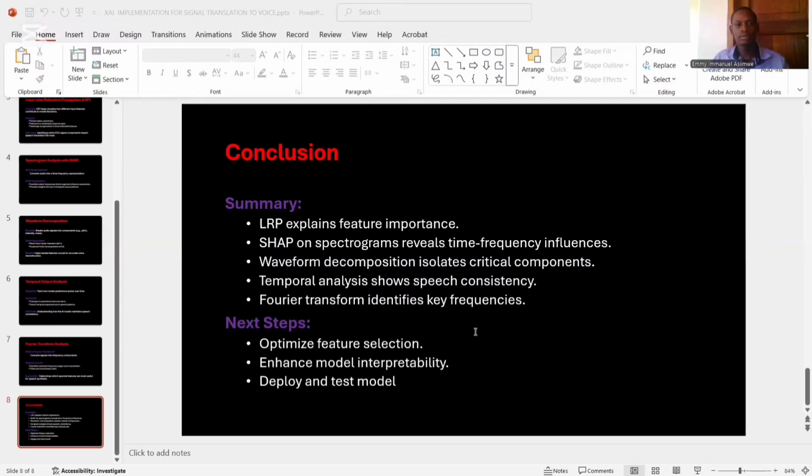Lastly, layer-wise relevance propagation explains feature importance. SHAP reviews time-frequency influences, waveform decomposition isolates critical components, temporal analysis shows speech consistency, and Fourier transform identifies key frequency. The next steps we are looking forward to are to optimize feature selection, enhance model interpretability, then deploy and test the model to see its accuracy and proceed.